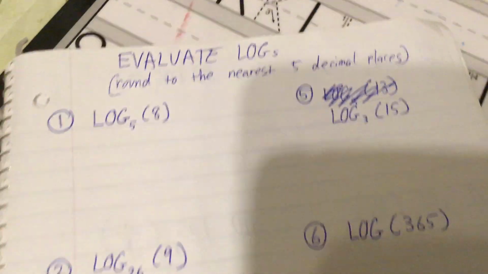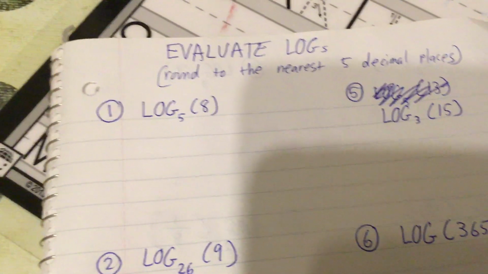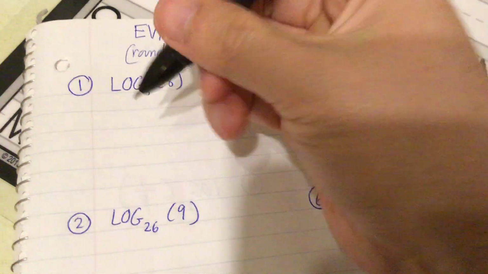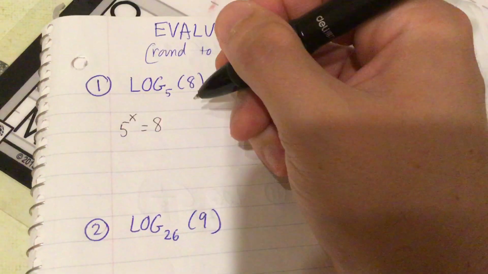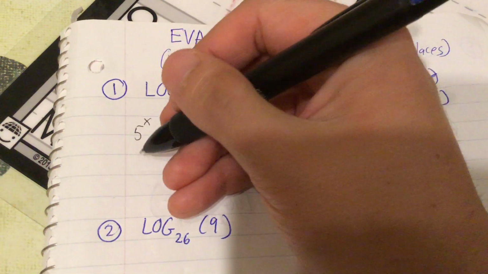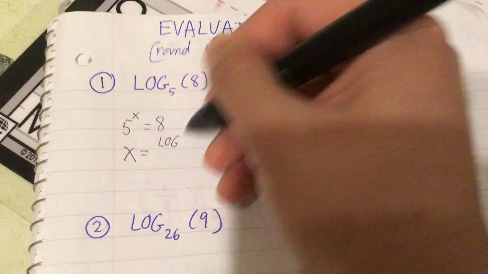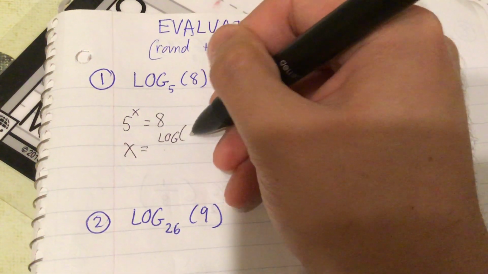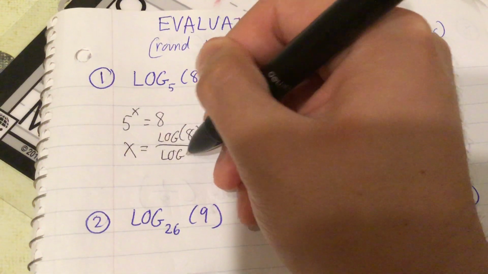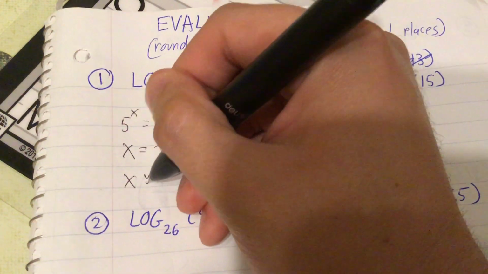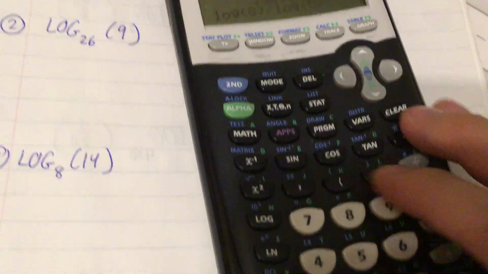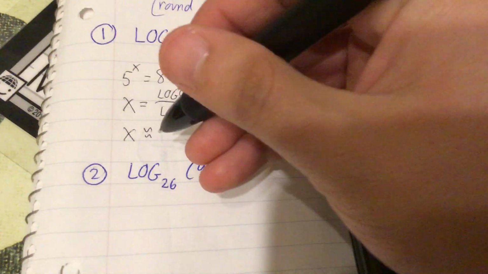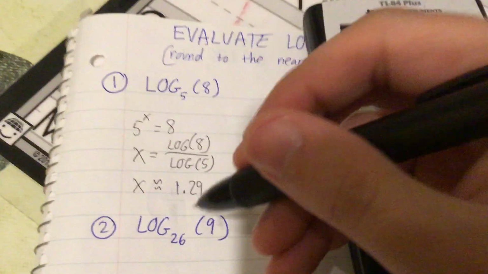So let's take a look at log base 5 of 8. Well, this is another way of saying 5 to what power is 8? And so you do your little magic trick, you wave your magic wand, and you get the log of 8 divided by the log of 5. So log of 8 divided by the log of 5 is 1.29203 if I round up.